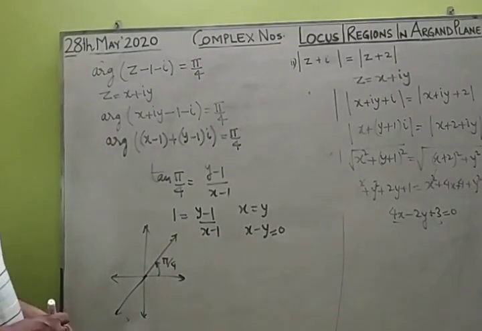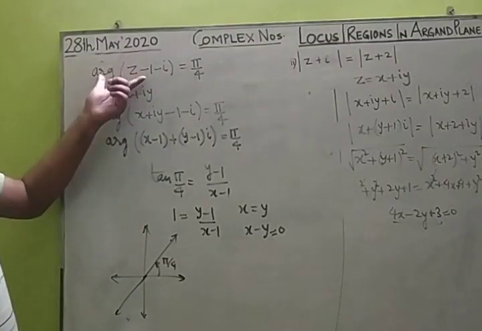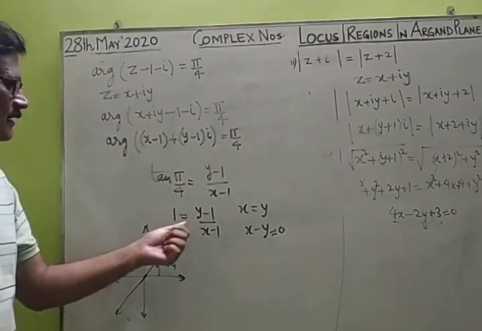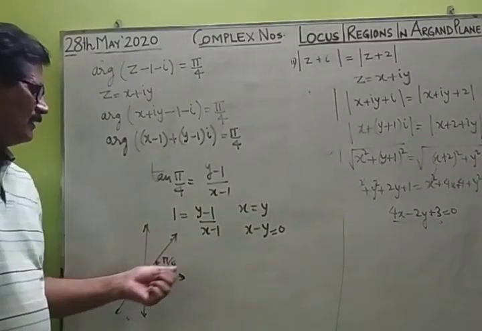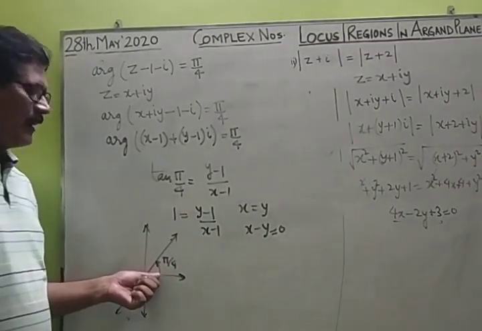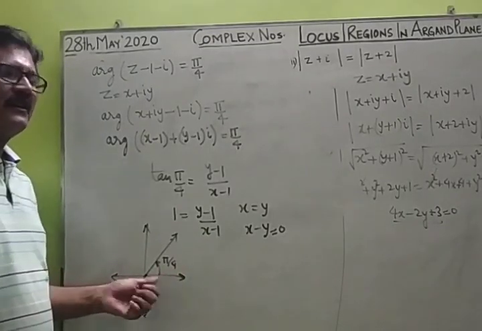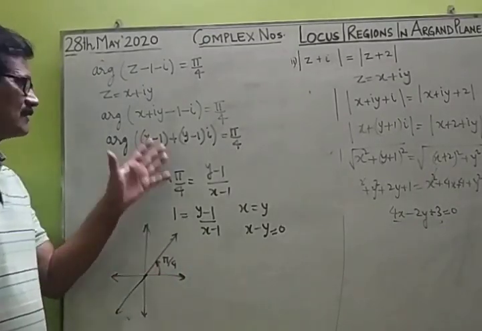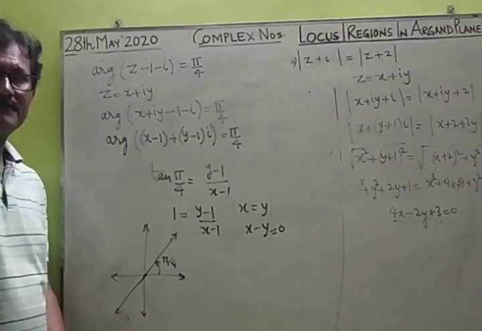So this complex equation represents a straight line passing through the origin inclined with an angle of pi by 4 from the positive direction of the real axis. This is the representation of this equation in the Argand plane. Okay children?